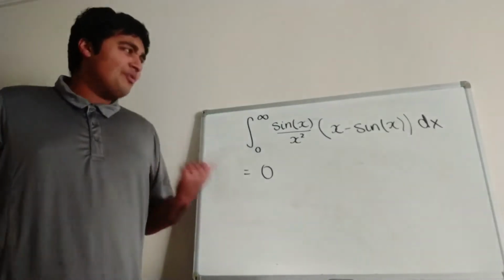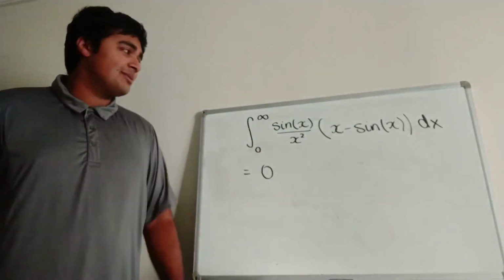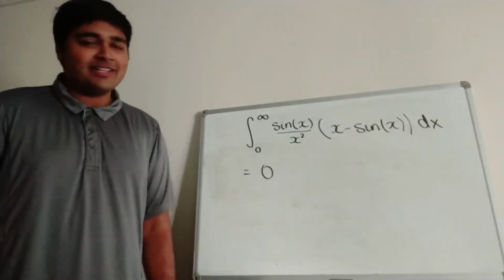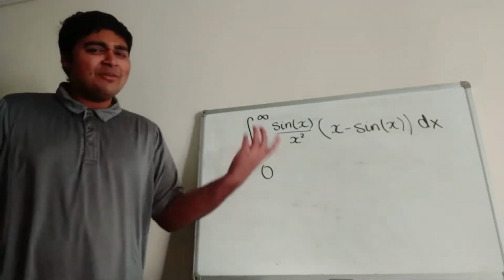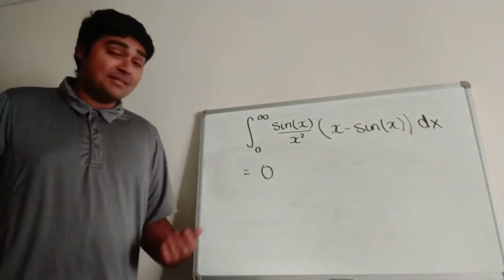However, that's obviously not true because, well, you can't just say sine of x is approximately equal to x, so this whole thing here is approximately equal to 0, so we're integrating something which is approximately 0, so we're going to get something which is 0. Of course, that is bizarre.